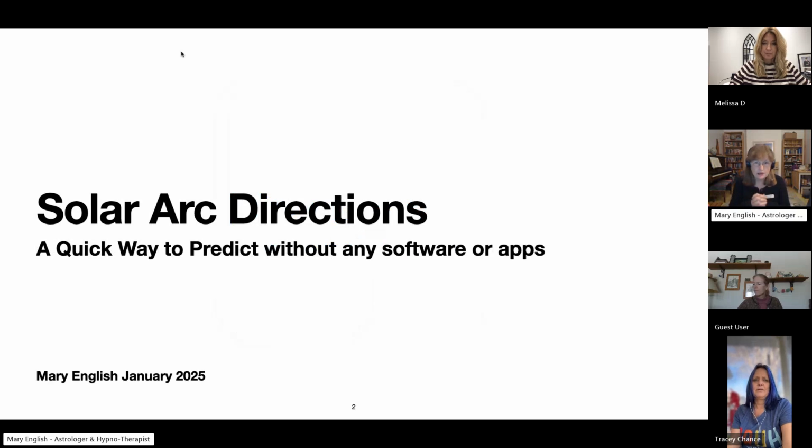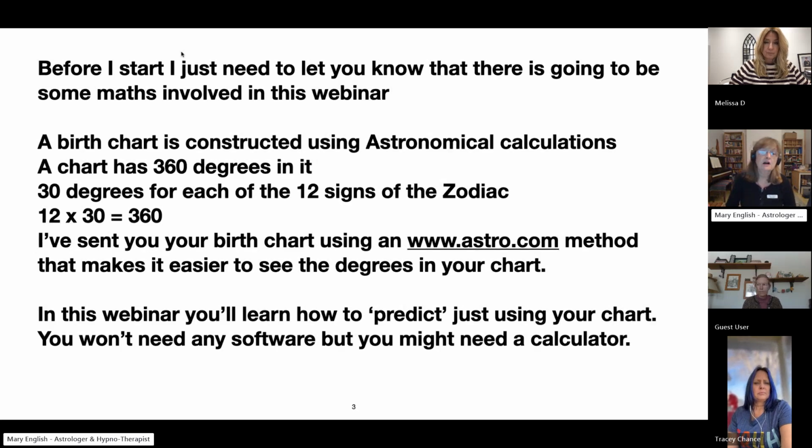Solar arc directions. It's a quick way to predict without any software or apps. Before I start, I just need to let you know that there is going to be some maths involved in this webinar. A birth chart's constructed using astronomical calculations. A chart has 360 degrees in it, 30 degrees for each of the 12 signs of the zodiac. So 12 times 30 is 360.